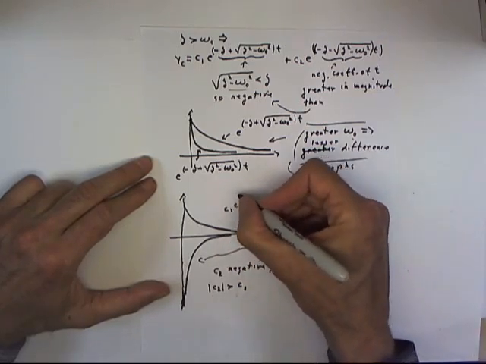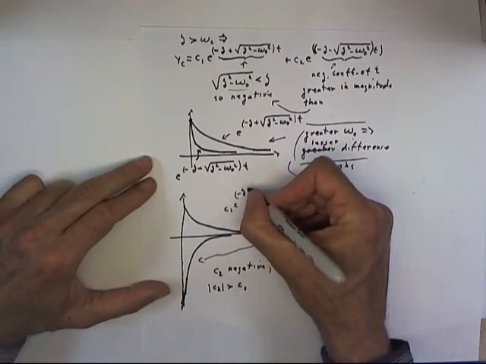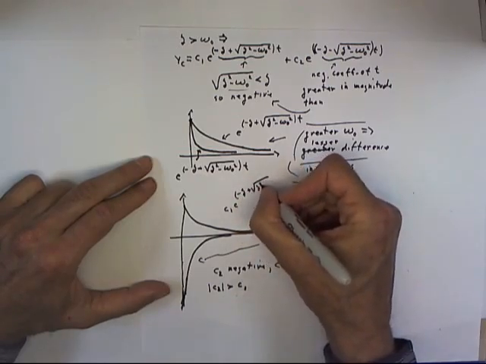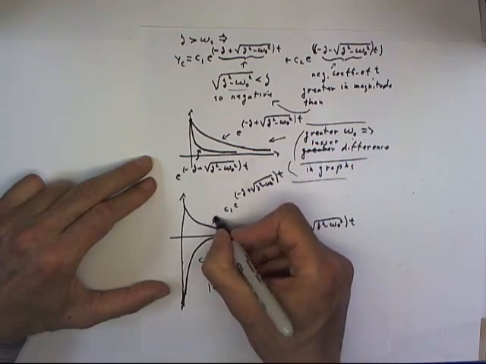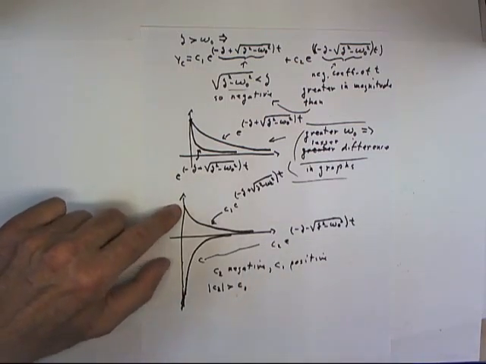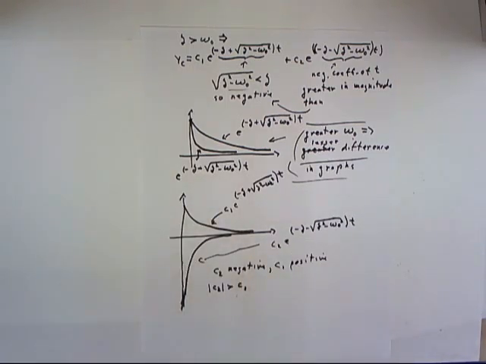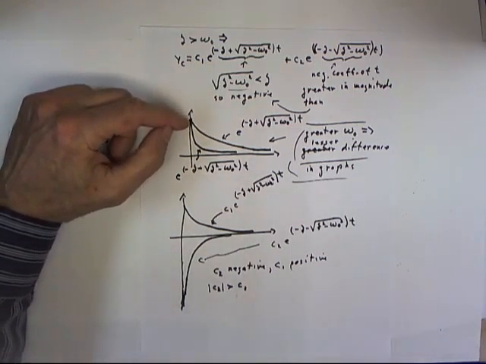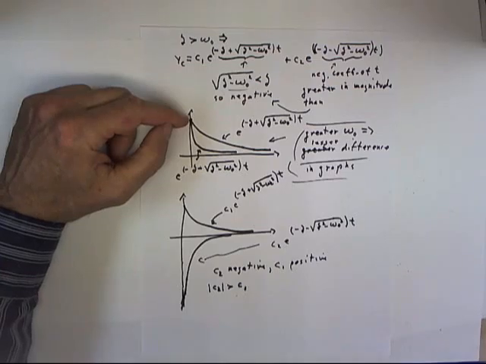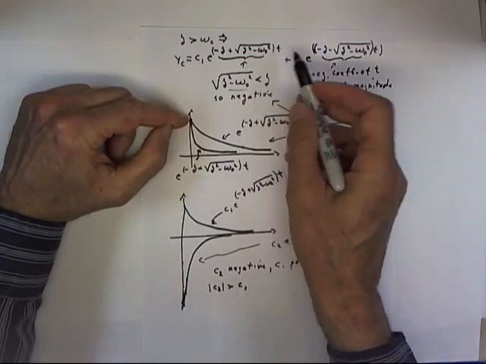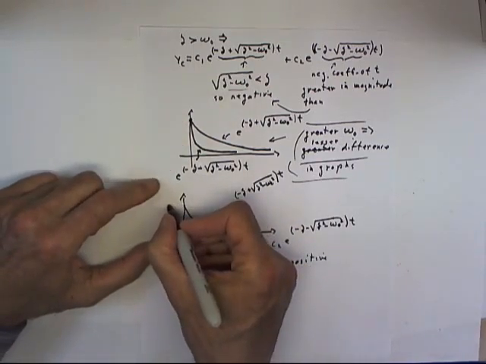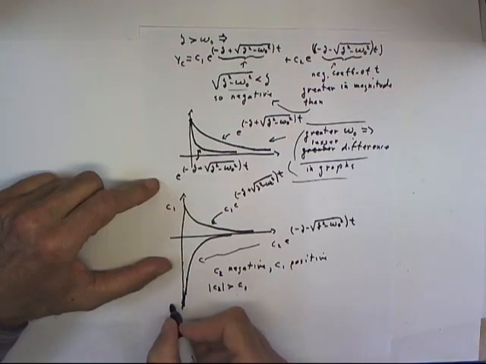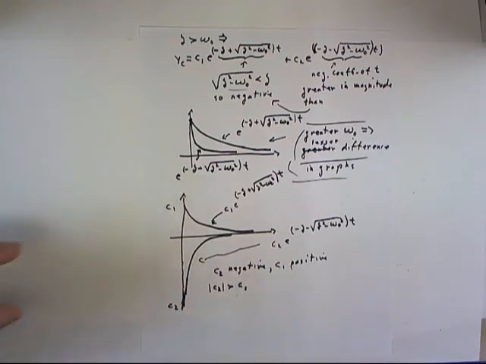That our C1 e to the negative delta plus the square root of delta squared minus omega naught squared t would look like this. I probably shouldn't have to point it out, but note that both of these graphs have the same y-intercept. When t is equal to 0, both of these functions are equal to 1. So that our value of C1 would be here, our value of C2 would be here.